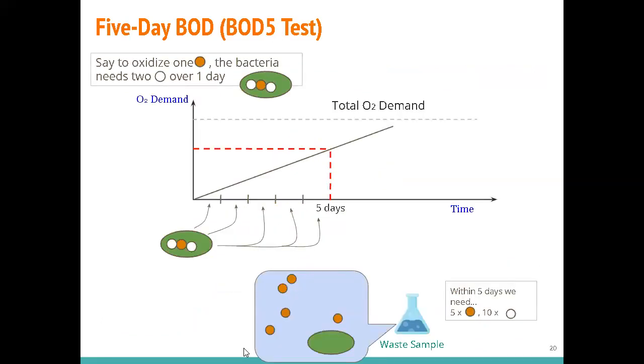Okay, this is an example. Let's say the bacteria need to oxidize one brown dot in here. The bacteria will need 2 oxygen units over 1 day. Each day it will do this one time, and then the next day one time, and so on and so forth. So what does it mean? It means it needs 1, 2, 3, 4, 5 days to digest everything, and it needs 10 units of oxygen in this case. So this is the beginning. This is what we see in the wastewater.